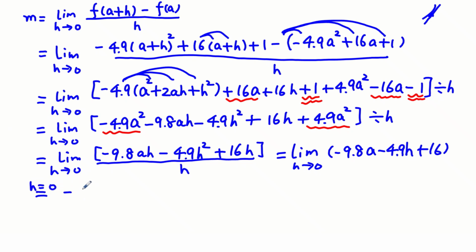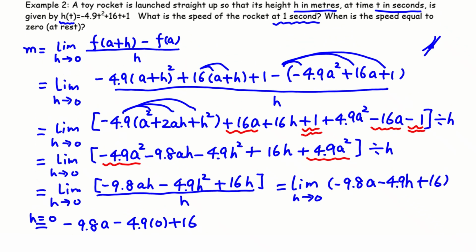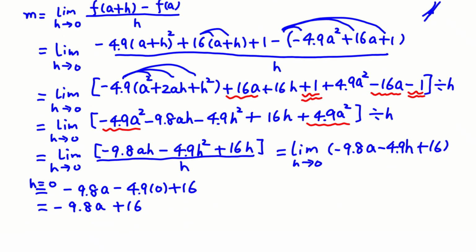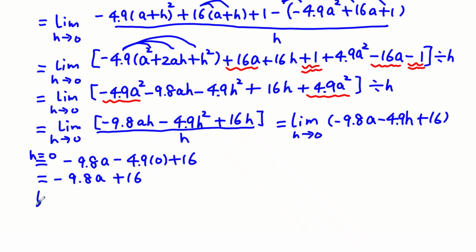So we have negative 9.8 a minus 4.9 h equals 0 plus 16. Collect the like terms. We have negative 9.8 a. This 4.9 times 0 is 0, so plus 16. Then this is the instantaneous speed at t equals a. Now we have t equals 1, so the a value is 1. So we sub t equals 1.